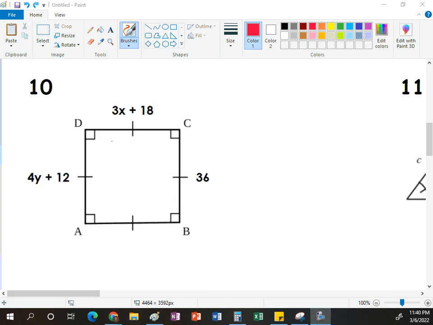In problem number 10, we have all 4 sides marked congruent, and we have right angles. That means this is a square. Trying to figure out what x and y are, it's 2 parts of the question, but since all of the sides are the same, since this one side over here is 36, all the sides are 36. So what I have to do is set these equations equal to 36 in both cases.